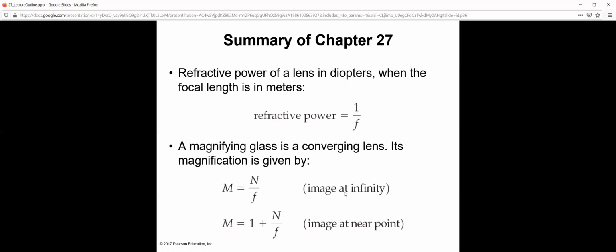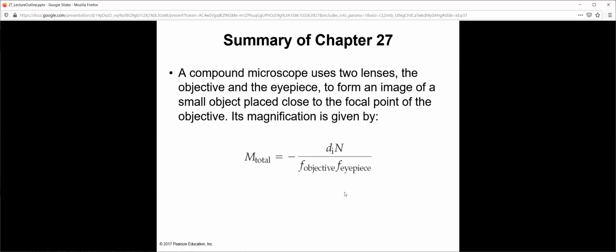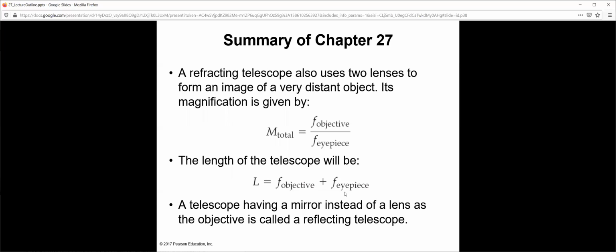Here we have some very simple equations for comparing focal lengths to magnification, distances, things of that nature. Compound microscopes have a certain equation to them. Telescopes have a certain equation to them. These are basically the same equation because microscopes, telescopes, and magnifying glasses are all various ways to organize the exact same pieces.